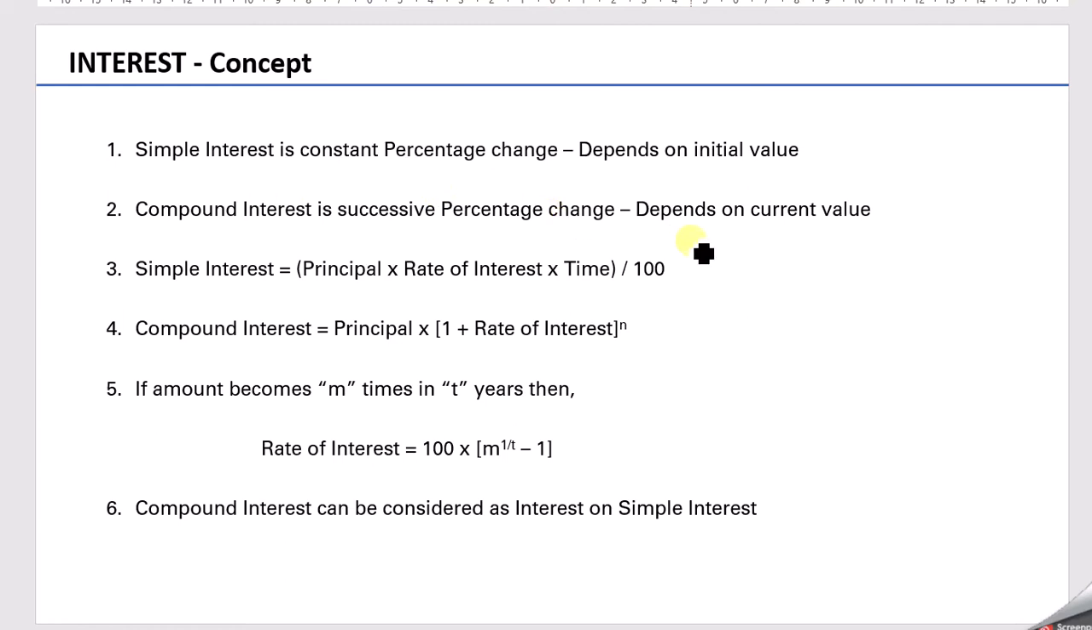Today we will be covering concepts on interest, that is simple interest and compound interest. So basically simple interest can be defined as a constant percentage change and it depends on the initial value, whereas compound interest is successive percentage change and it depends on the current value.